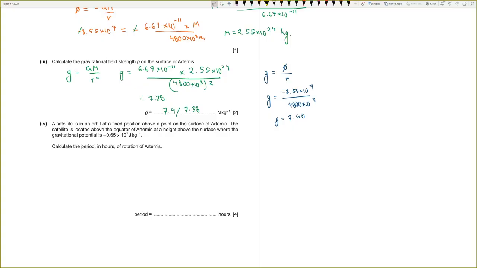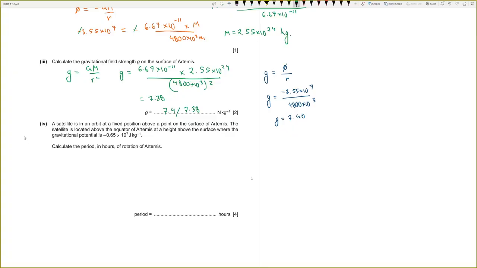Okay, for part 4, we have a satellite. The satellite is in an orbit at a fixed position above a point on the surface of Artemis. The satellite is located above the equator of Artemis at a height above the surface where the gravitational potential is minus 0.65 times 10 to the power 7. Calculate the period in hours of rotation of Artemis.